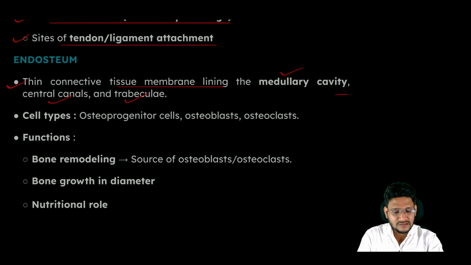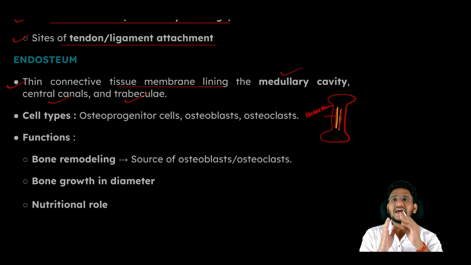Suppose this is the bone, and this is the medullary cavity of the bone. The thin connective tissue layer lining this medullary cavity, suppose this is the lining, is called the endosteum. This endosteum contains different bone cells: osteoprogenitor cells, osteoblasts, and osteoclasts. So these cells will be present in the endosteum.